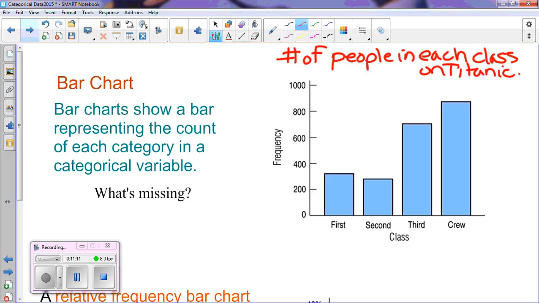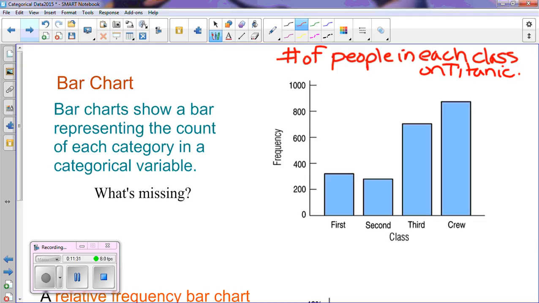There are two clues when you look at this particular graphical display that tells me it's a bar chart. There's two things you should be looking for. Give me one of the two things. The bars aren't touching. Good. Give me something else that tells me it's a bar chart and not a histogram.